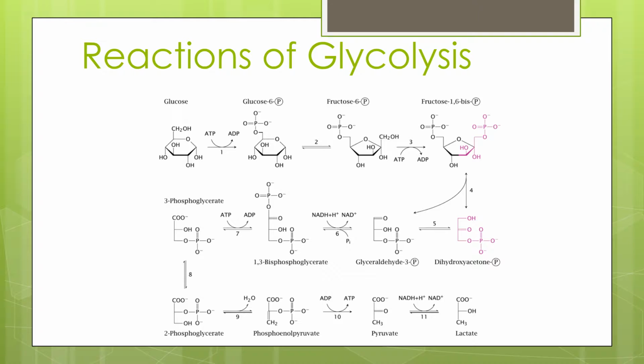Eighth, the isomerization of 3-phosphoglycerate to 2-phosphoglycerate by phosphoglycerate mutase. Ninth, the dehydration of 2-phosphoglycerate to phosphoenolpyruvate by enolase. And finally, the transfer of the phosphate group from phosphoenolpyruvate to ADP by pyruvate kinase to yield a second molecule of ATP.